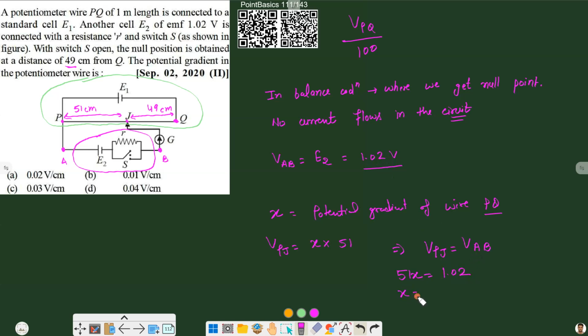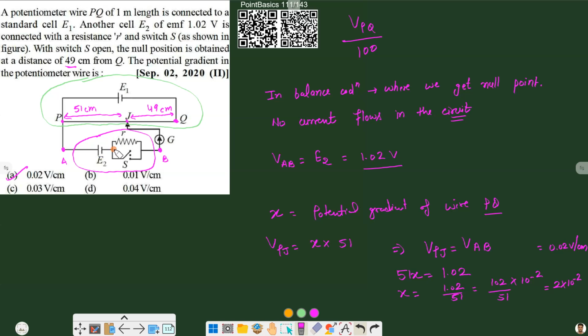So from this X comes out to be 1.02 by 51, and we can write it like 102 into 10 raised to the power minus 2 by 51, and that will be 2 into 10 raised to the power minus 2, or 0.02 volt per centimeter. Option A is the right answer.